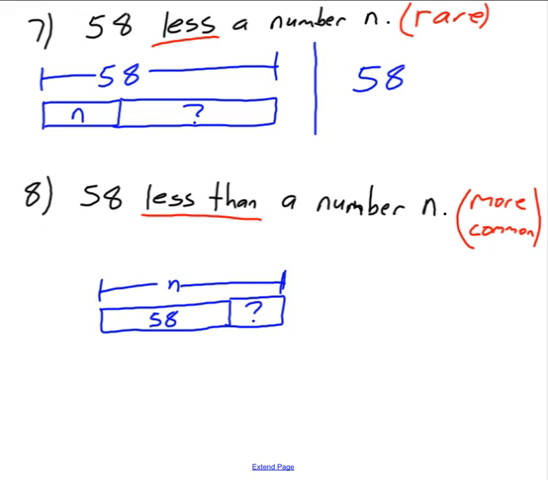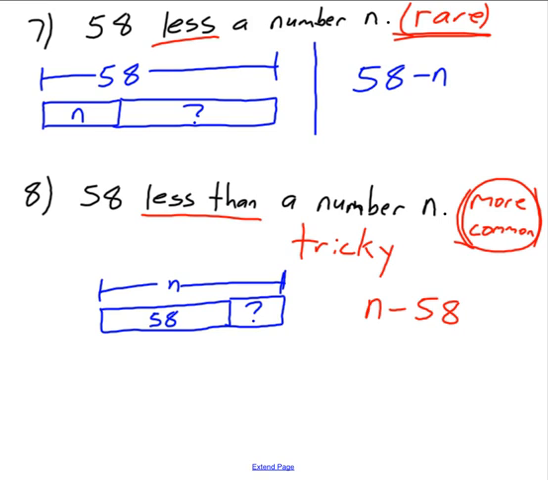I think the reason I screwed that up is because this is very rare. It doesn't happen very often. People just don't talk like that, 58 less a number n. The more common thing that people say is 58 less than a number n. Okay? And this is very tricky. Because although the 58 is coming first in the phrase and the n is coming second, it's actually supposed to be flipped around. So 58 less than a number n is actually n minus 58.